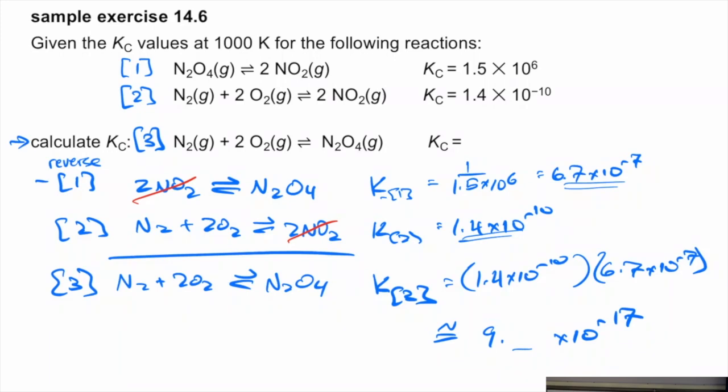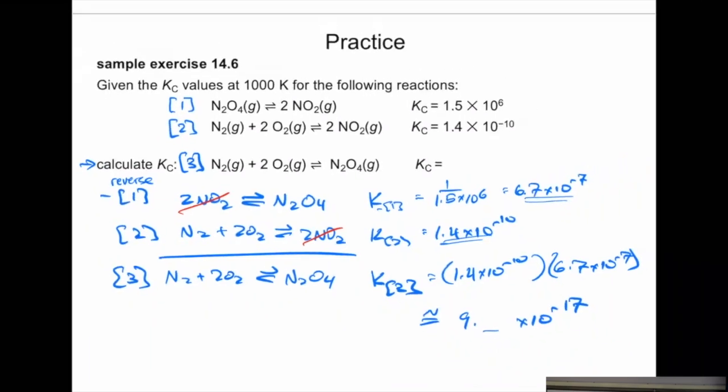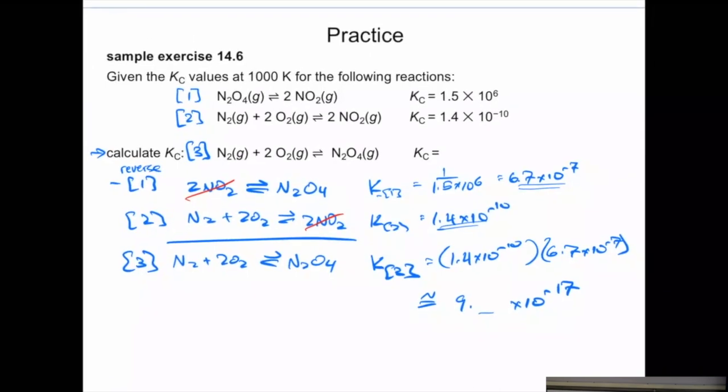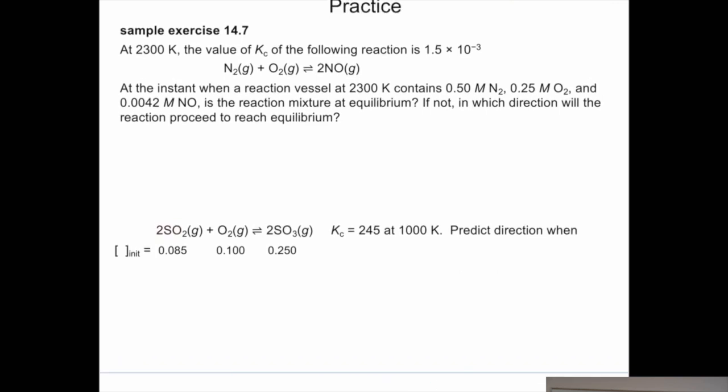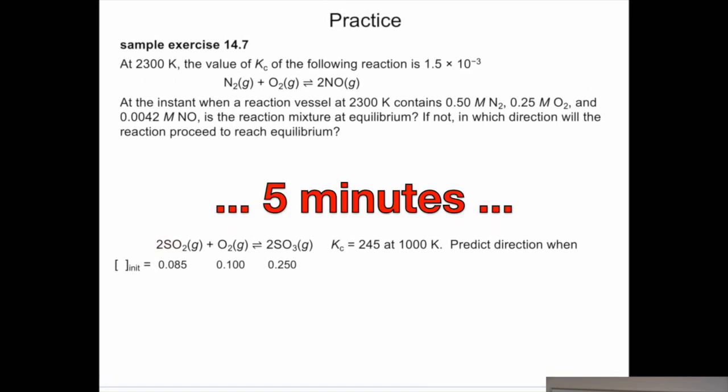This is not a class in using your calculator. So, once again, always set it up and show very clearly what you're doing so that if you do mess up in your calculator, you won't get points off for that. I'm not going to tell you what's involved. Just do the top part of this question.